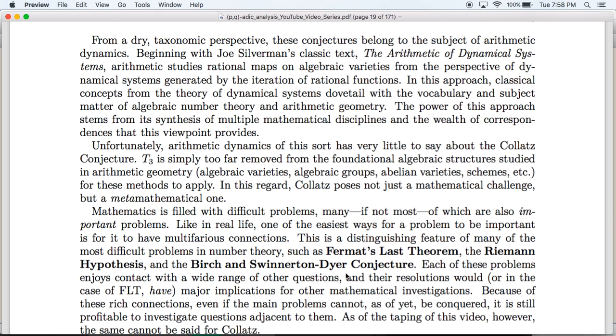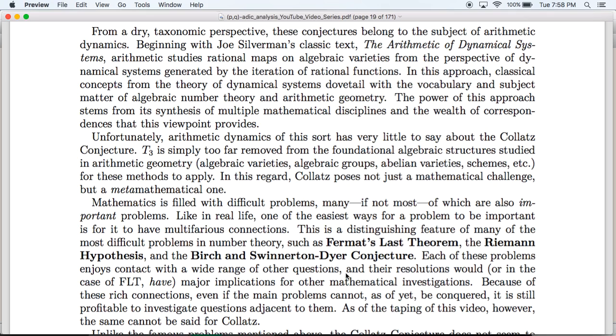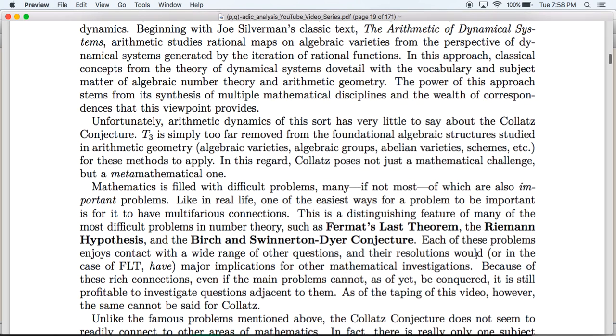Mathematics is filled with difficult problems, many, if not most of which, are also important. Like in real life, one of the easiest ways for a problem to be important is for it to have multifarious connections to other subjects. This is a distinguishing feature of many of the most difficult problems in number theory, such as Fermat's last theorem, the Riemann hypothesis, and the Birch and Swinnerton-Dyer conjecture. Each of these problems enjoys context with a wide range of other questions, and their resolutions would, or in the case of Fermat's last theorem, have had major implications for other mathematical investigations.